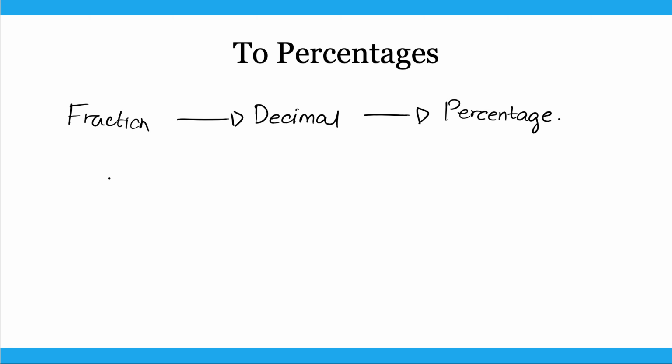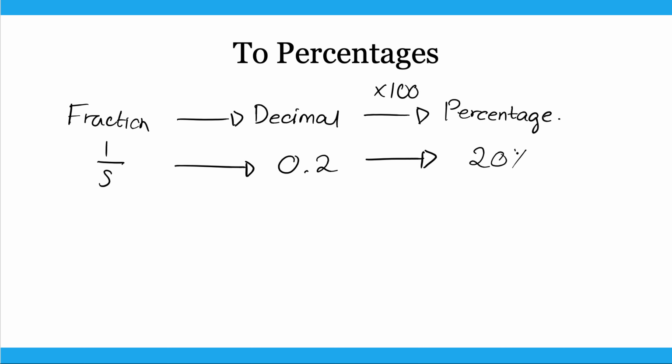So if I had 1/5, for example, we convert that into a decimal by doing 1 divided by 5, which would get you 0.2. From a decimal to a percentage, all we would do is multiply it by 100. So it would get us 20%.